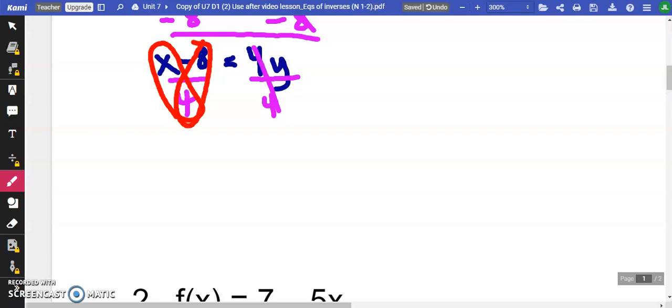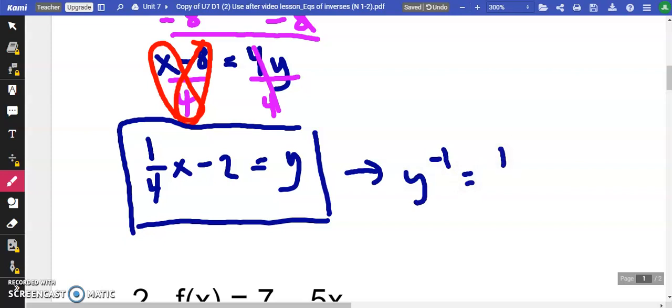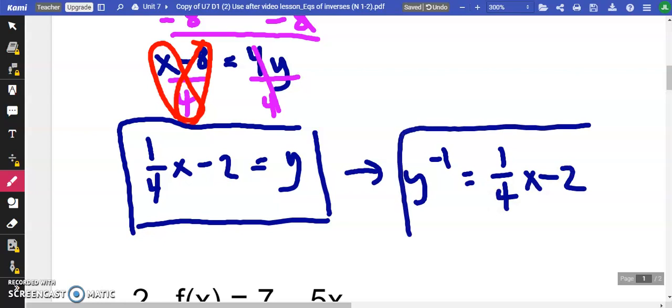So if I take x over 4, remember that there's technically a 1 in front of the x. So I'm going to have 1/4 x. If I divide negative 8 and 4, it's going to give me a negative 2. Now the y is by itself. So my inverse equation is 1/4 x minus 2. And we may also see this written as y inverse equals 1/4 x minus 2.